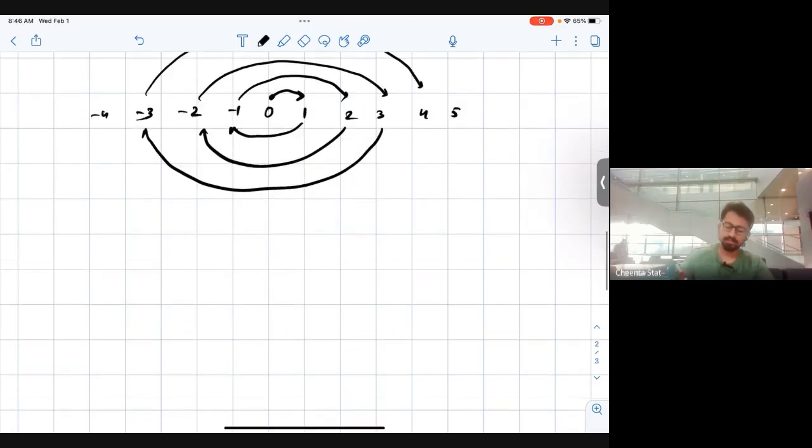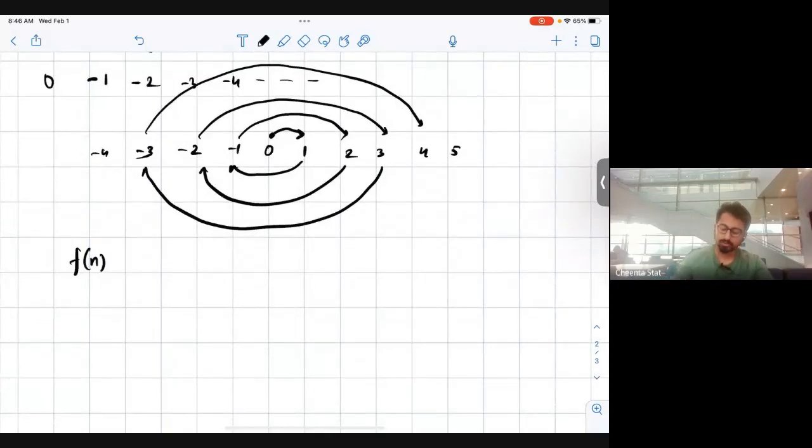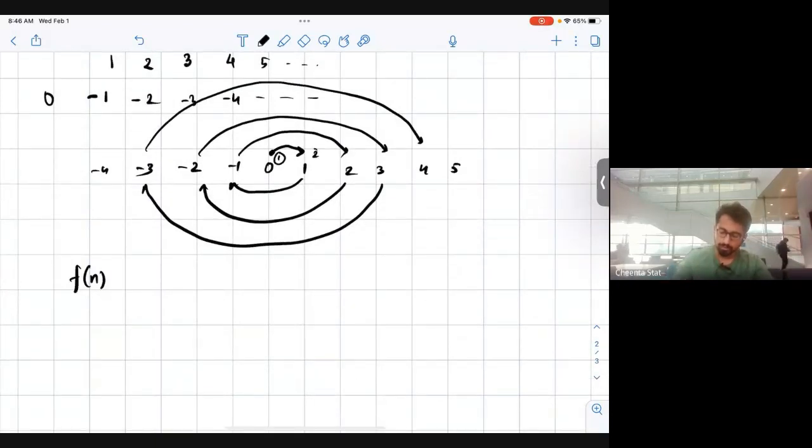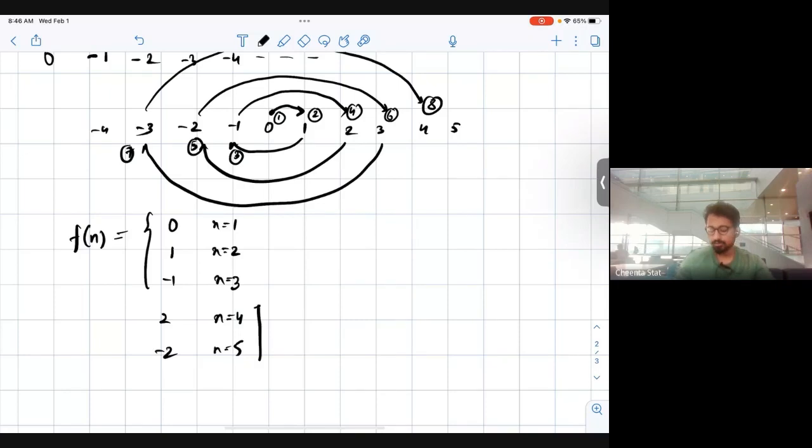So how do you define that? For f of n, we have to define a function on the natural numbers. This is the number one element. This is the number two element. This is the number three element. See the arrow. This is the dynamics. Okay. So for n equal to 1 it's 0. For n equal to 2 it's 1. For n equal to 3 it's minus 1. For n equal to 4 it's 2. For n equal to 5 it's minus 2.